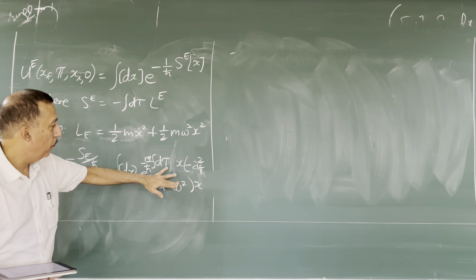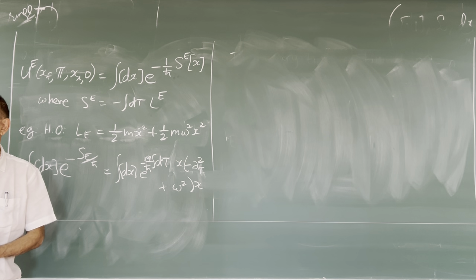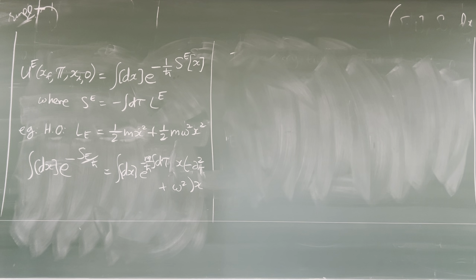Is this good? Yes, so L is positive. L is the minus of the original L continued to imaginary time. And the whole purpose of that minus was that L_E should be positive.